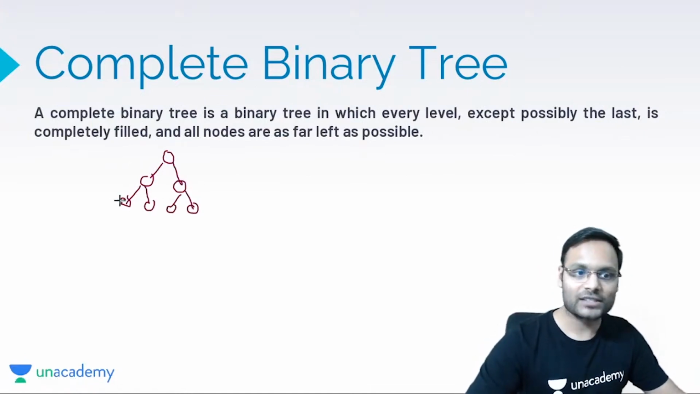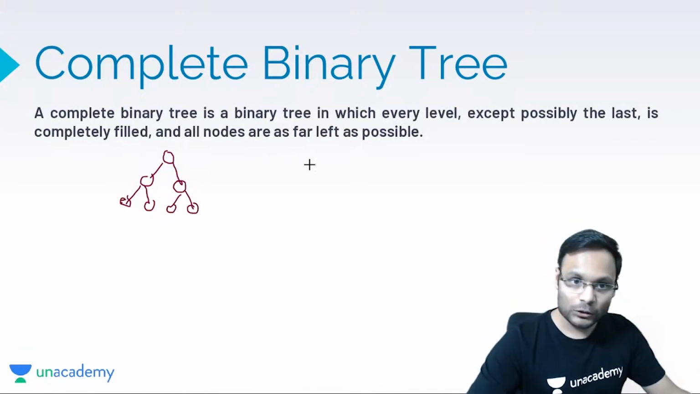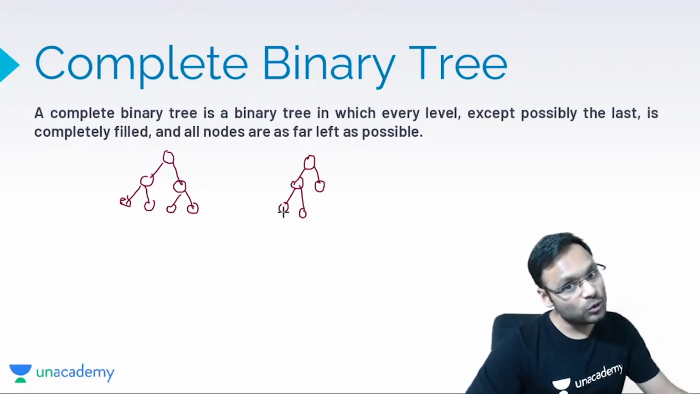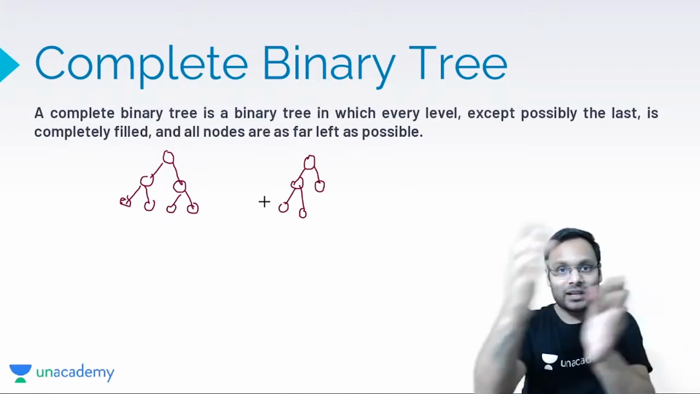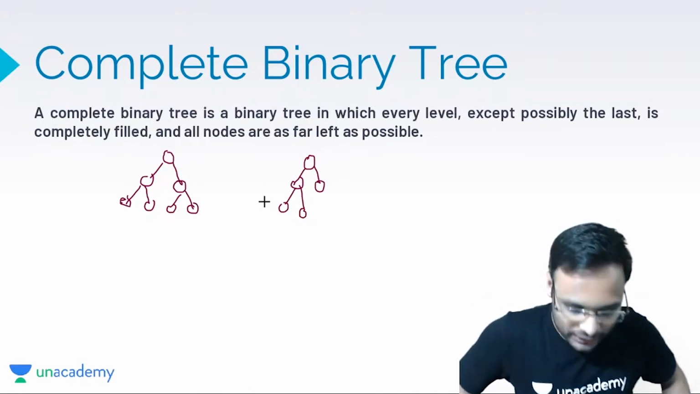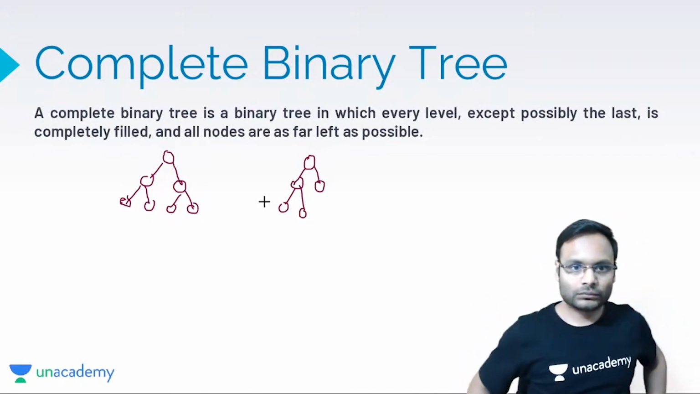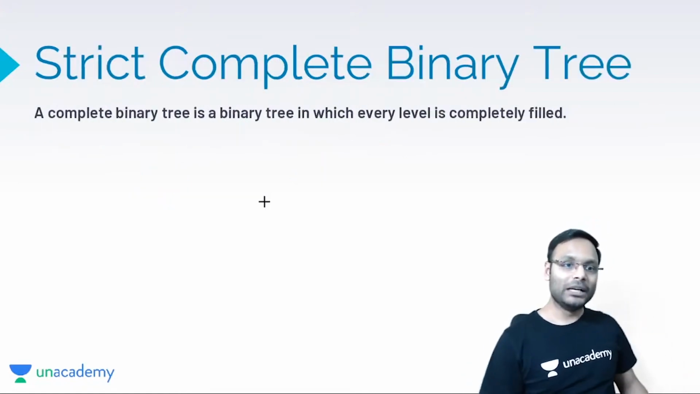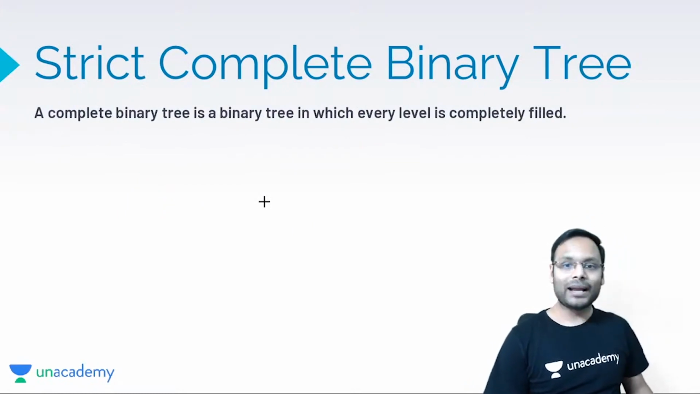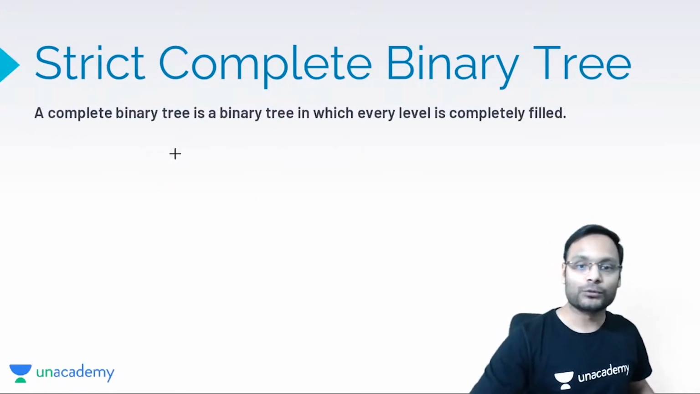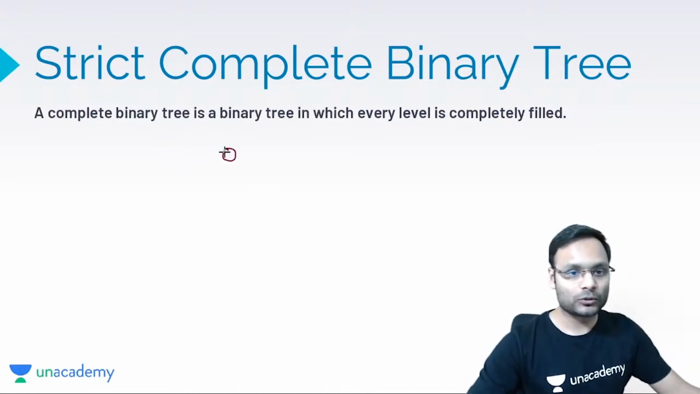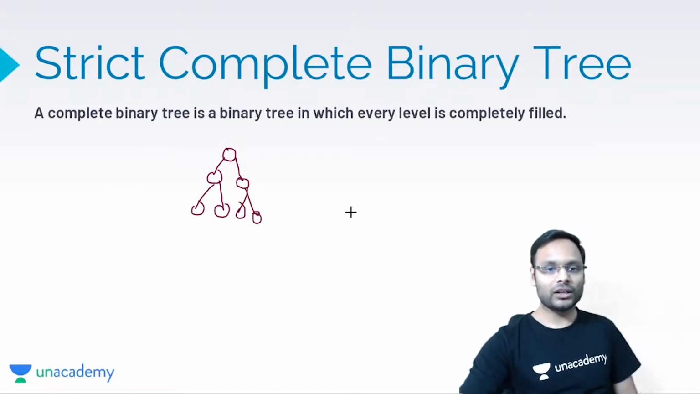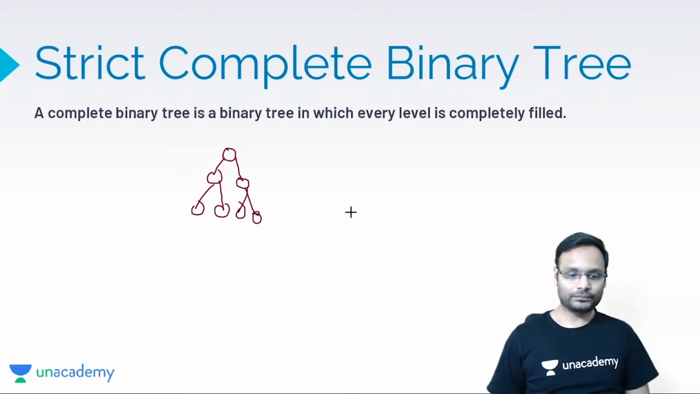It's a complete binary tree, yes. All the levels are full, the last level is also full. If I want to keep fewer nodes on the last level, I should arrange these nodes from the left, first leftmost, then next and so on. That is a complete binary tree. Okay, understood? Now there is a definition, strict complete binary tree. This says that you have all the levels full, the last one also. No relaxation. That is a strict complete binary tree.